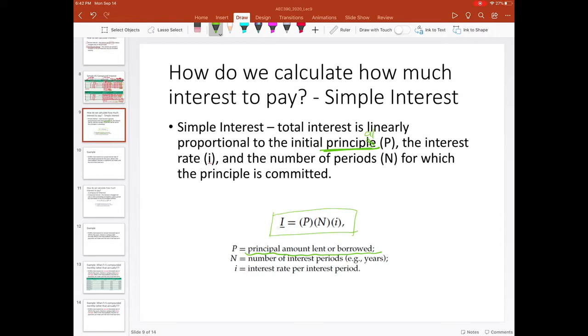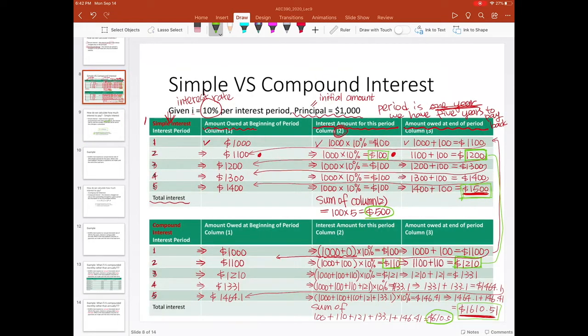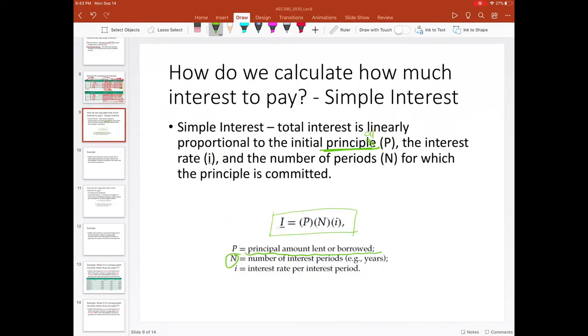And the N is the number of interest periods. Number of interest periods is how many times you calculate the interest. Like in this table case, we calculated 5 times during the 5 years. So the N is 5. Okay? And what is the lowercase i? Lowercase i is the interest rate per interest period.